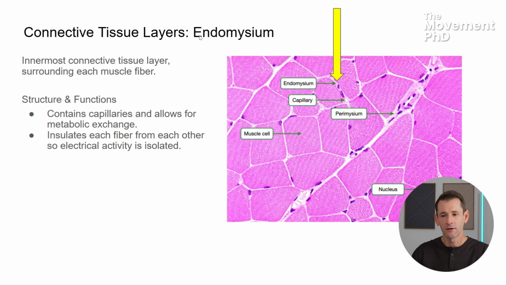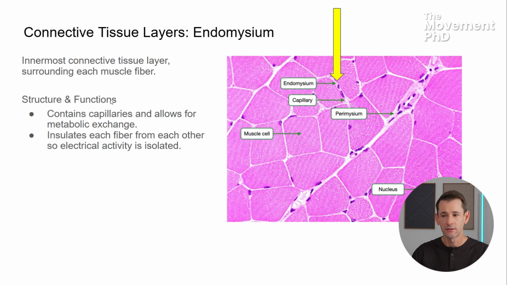And our final layer, endomysium. This is, again, the innermost connective tissue layer, and it surrounds each of those muscle fibers. So it surrounds those cells of the skeletal muscle. Again, thinking about the word, endo means inside. So this is the deepest layer of that connective tissue.